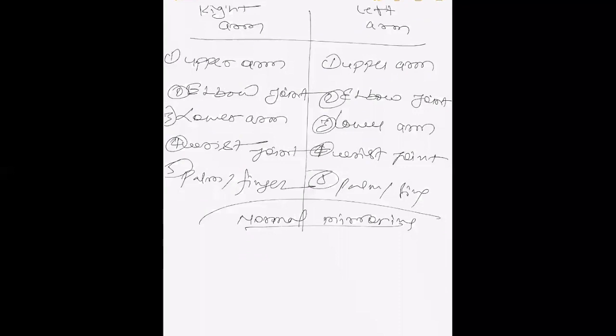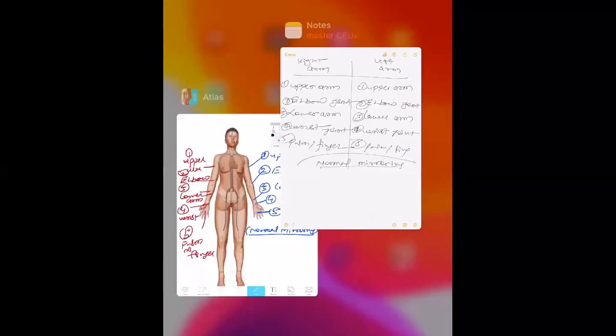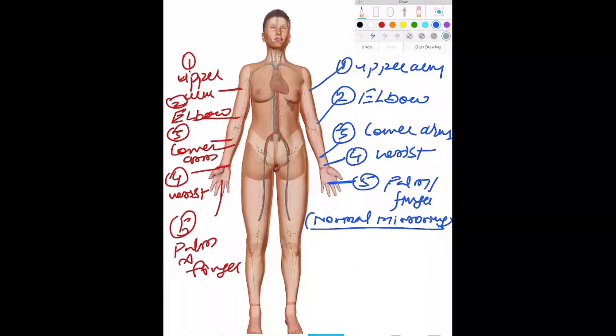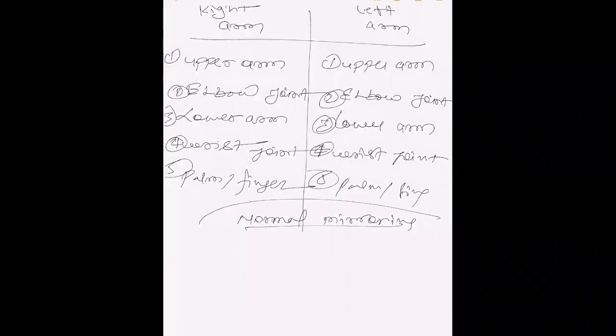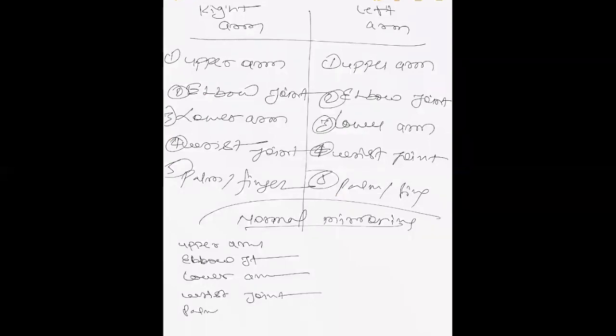Now, if we reverse it, the meaning of reverse is, now we are treating the upper arm, just we do the reverse. So let's see here. If we do the reverse here, this part will be the same, meaning upper arm, elbow joint, lower arm, wrist joint, palm and finger. So Master Tung has given everywhere normal imagination and reverse imagination.